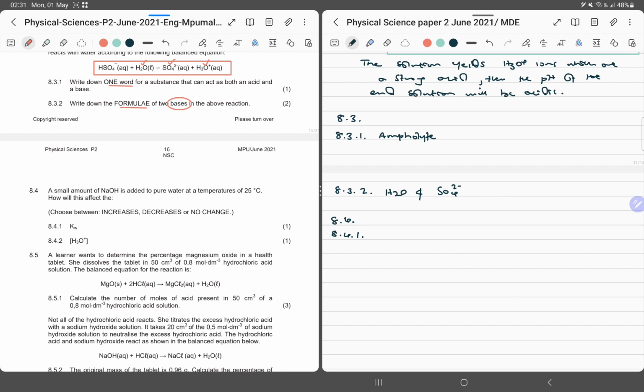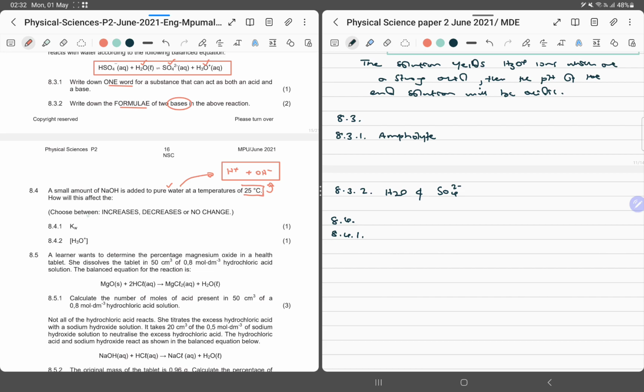Anyway, a small amount of sodium hydroxide is added to pure water at a temperature of 25 degrees Celsius. What do you know about water at 25 degrees Celsius? Water auto-ionizes into hydrogen ions plus OH minus ions. That is the property of water at this temperature. It auto-ionizes. That's what is important.